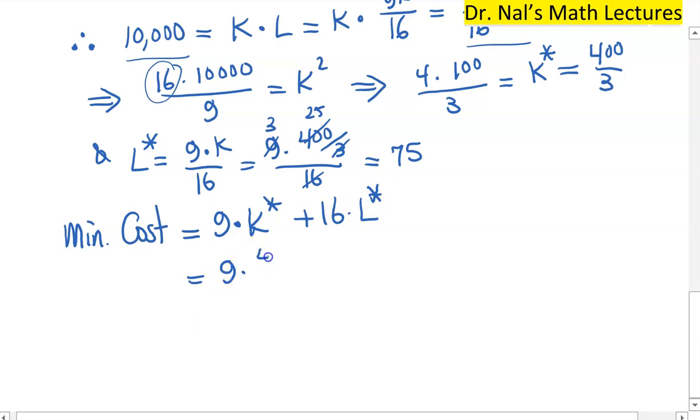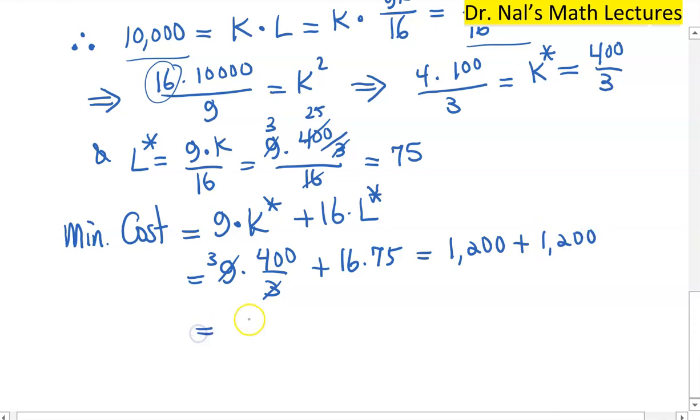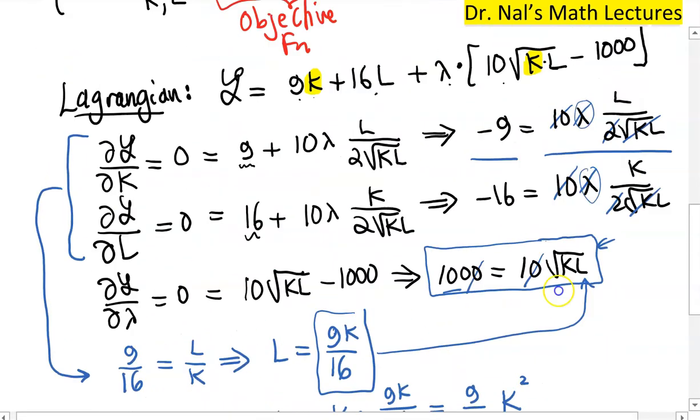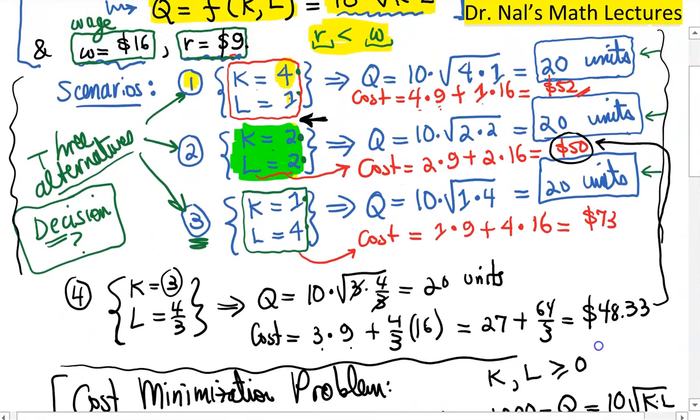9 times K star is 400 divided by 3. 16 times L is 75. So the 3's cancel, there's a 3 here. 3 times 400 is 1200. And if you have a calculator in front of you, 16 times 75: 16 times 100 is 1600, and 3/4 of 1600 is 1200 again. And lo and behold, the minimum cost of producing 1000 units, given the production technology that we have, is $2,400.